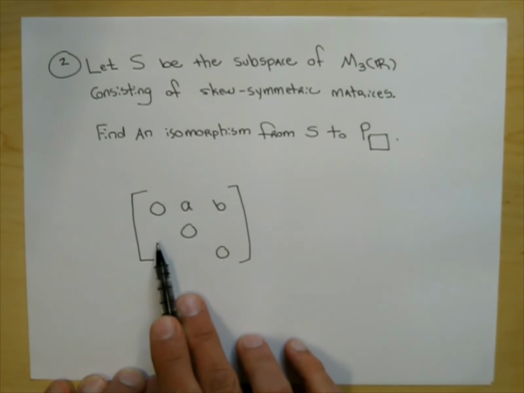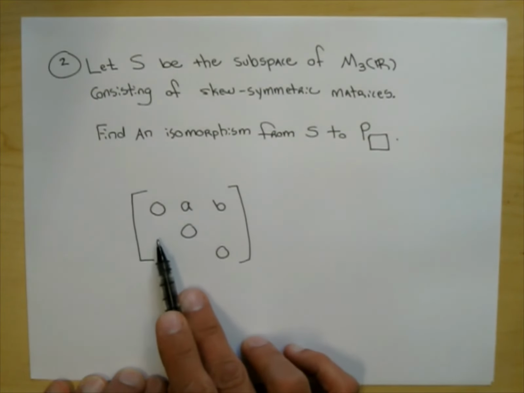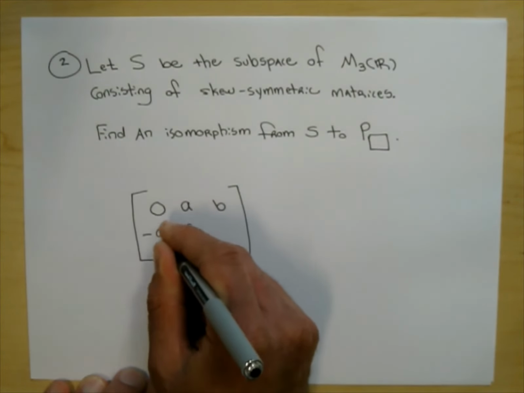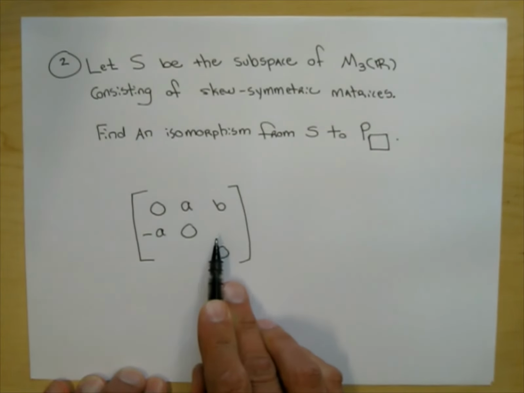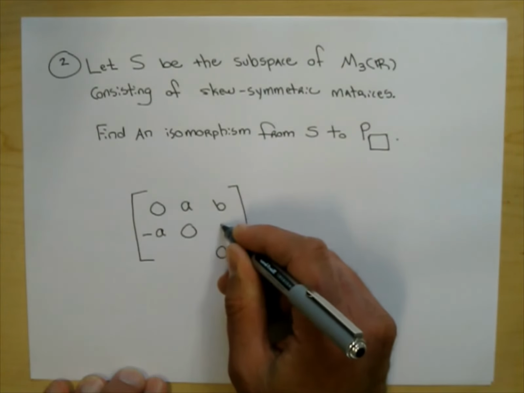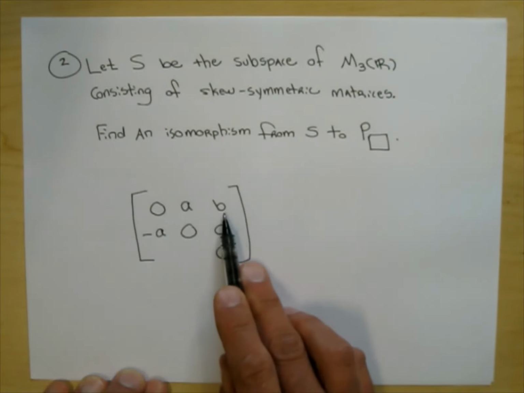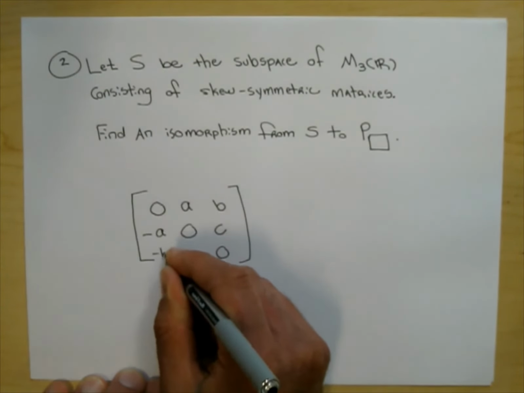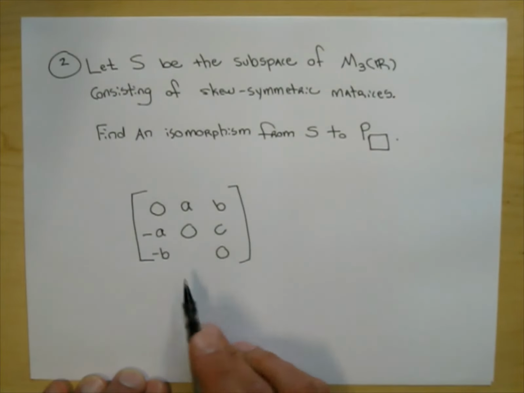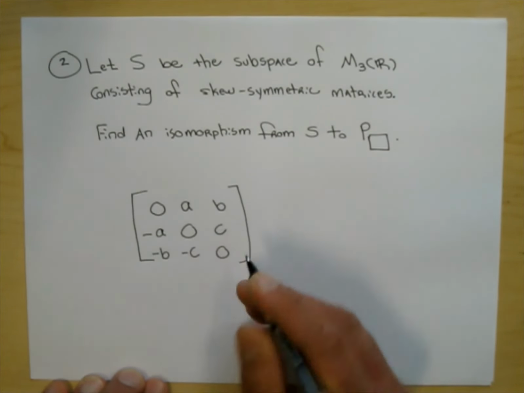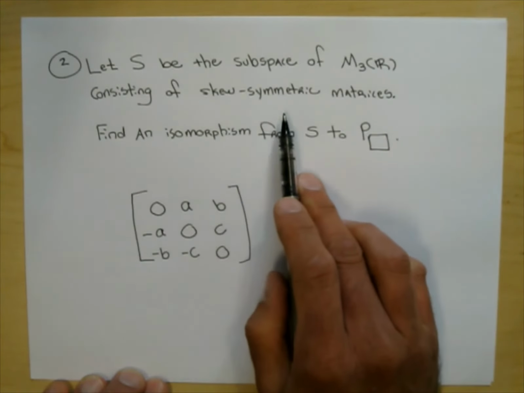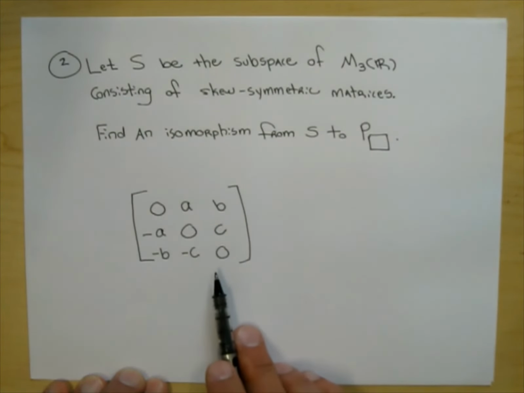Am I free to put anything there? The answer to that question is no, because you have to have the opposite element. So this is going to be negative A. Am I free to put anything at that spot there? Second row, third column. Yes, I am. I'm going to put a C there. Now, am I free to put anything down there? No, I'm not. I have to have a negative B. And I also have to have right here a negative C. So any 3x3 skew symmetric matrix fits into this mold.